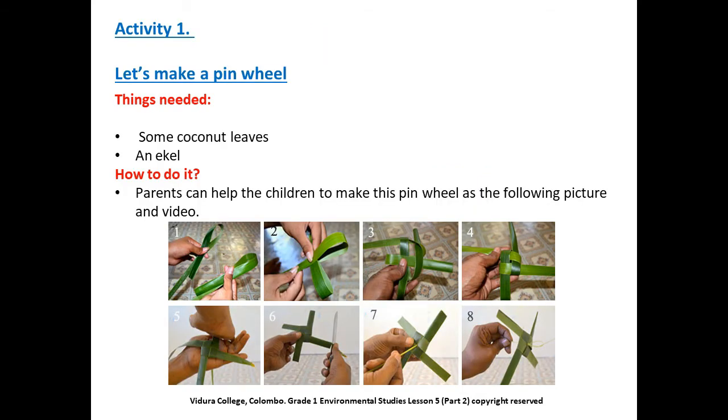So children, can you remember that in each lesson we did some fun activities? For this lesson also we have a fun activity to do. This is not easy to do on your own, so you can get the help of your parents. Things needed: some coconut leaves and an acre. Can you see the pictures that I have given here?